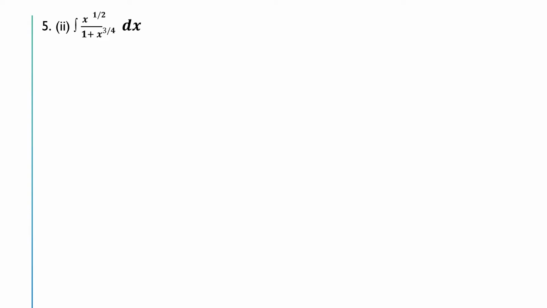Next question, integral x raised to half divided by 1 plus x raised to 3 by 4 dx. When we have questions of such type, we have to take the powers of x. What are the various powers of x that we have to see? So here we have the powers of x as half and 3 by 4. Then we have to take the LCM of the denominator. The LCM of 2, 4 is 4.